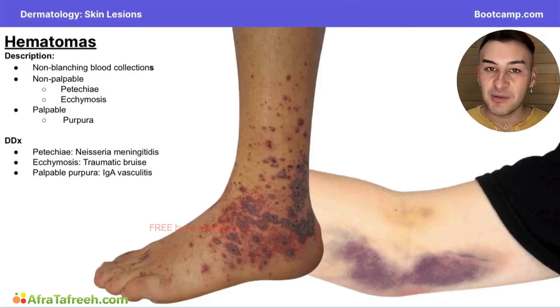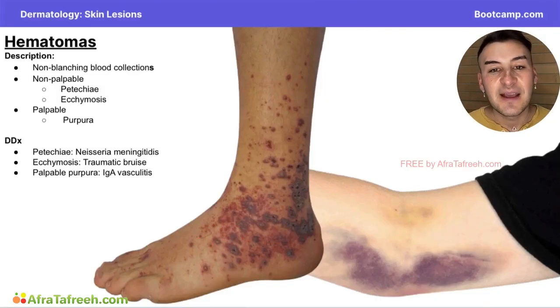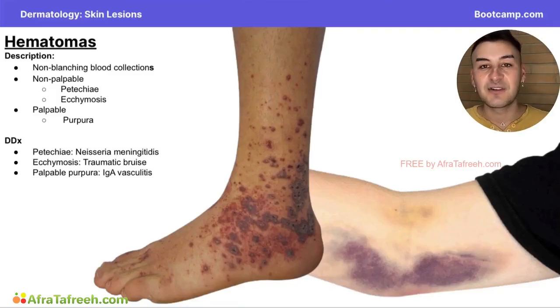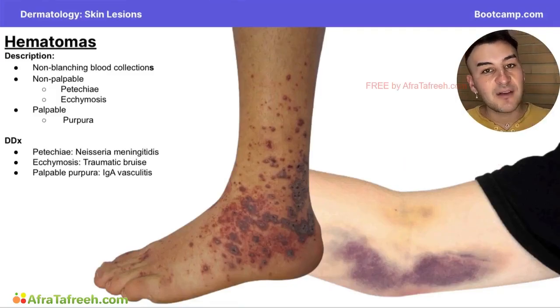Hematomas are non-blanching. And why is that? It's because there is some sort of vascular damage that occurs in hematomas, causing blood to leak out of the vessels and stay in the interstitial space. So pressure will not change the color because the blood is going to sit there no matter what.